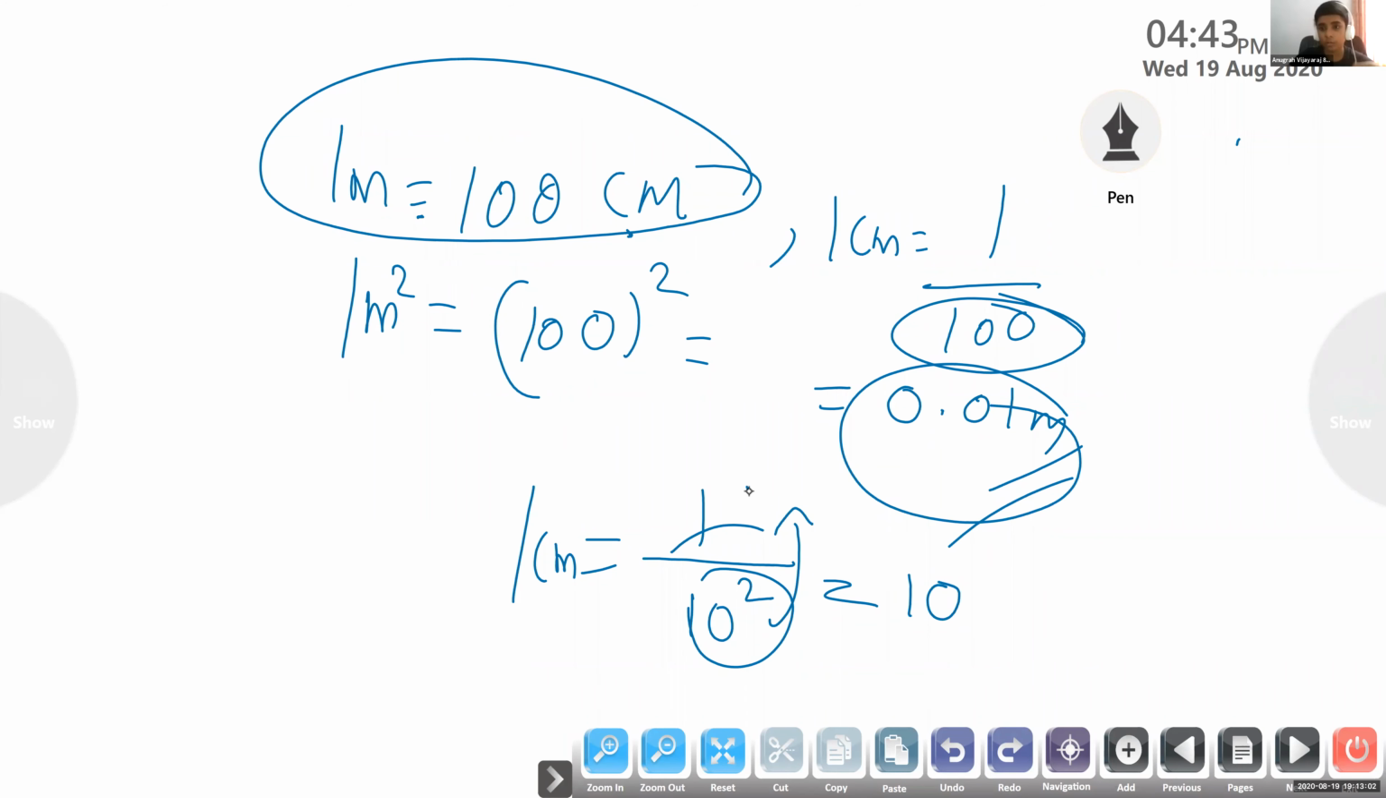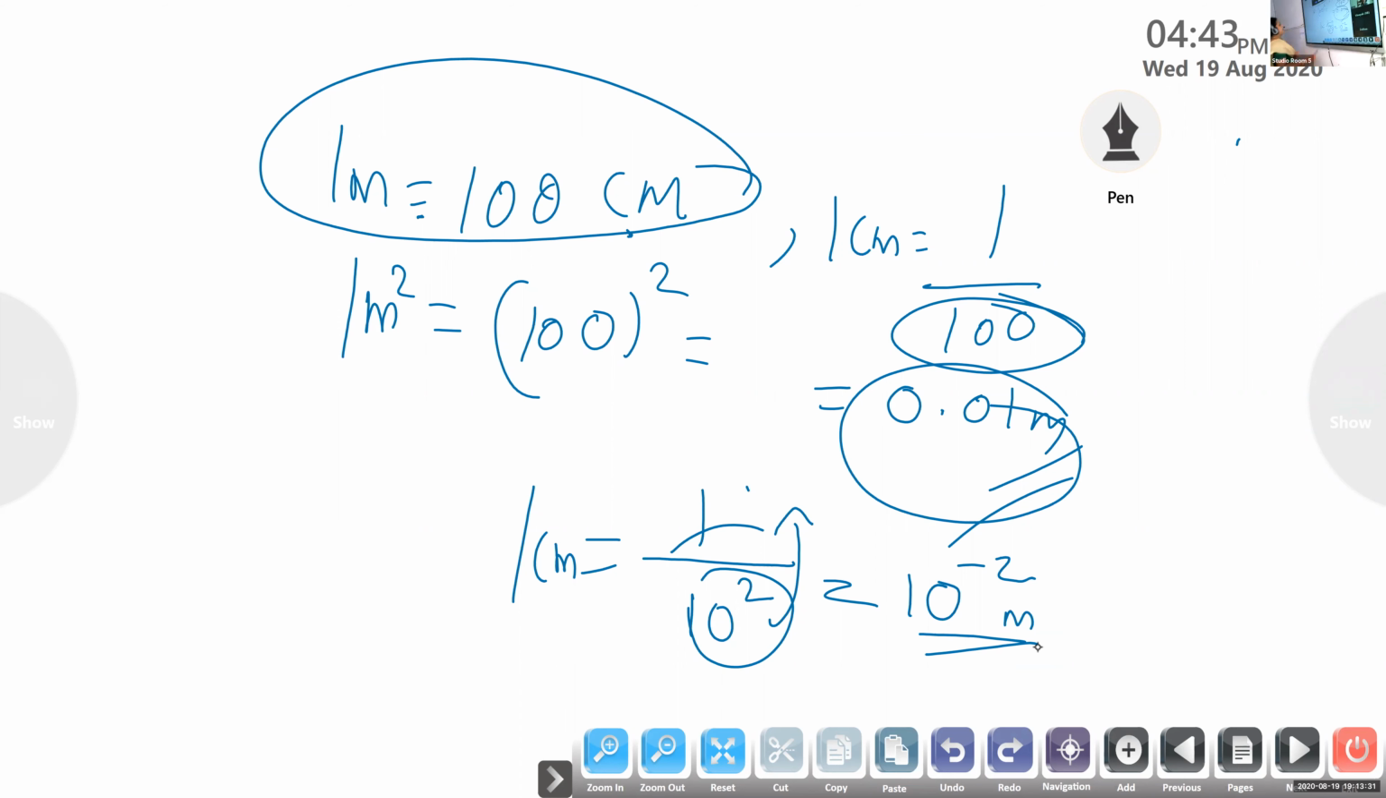Reciprocal. 10 raised to 2, or 10 raised to negative 2? Tell me. Negative 2, my dear. Yes, I said 10 raised to negative 2. So here 10 raised to 2 is in the denominator. You are taking 10 raised to 2 into the numerator, so it becomes 10 to the power of minus 2 meter.